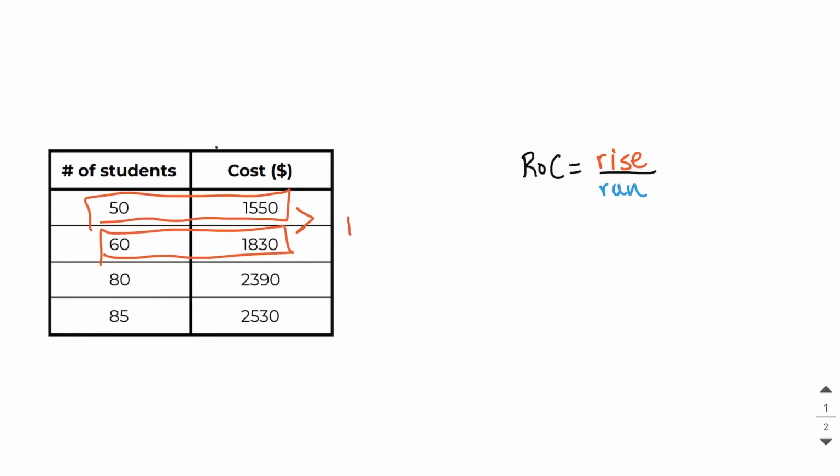All right, now in our last example, we want to do the same thing. We still want to find our rate of change. So to find our rate of change, we're going to still do the rise over the run. So here I can see I'm going to start here and I'm going to end here. And so to find the rise, I would do 1830 minus 1550, which gives me $280. So here I will say that my rise is $280.